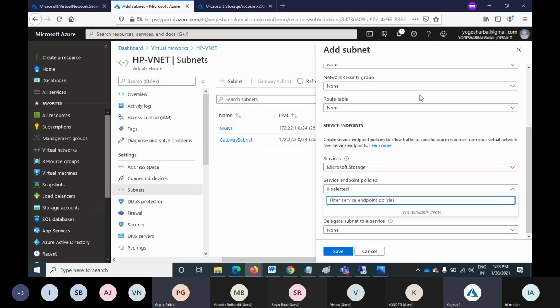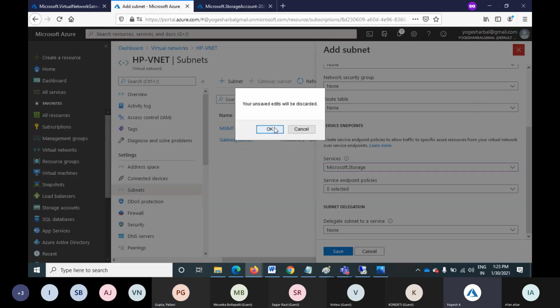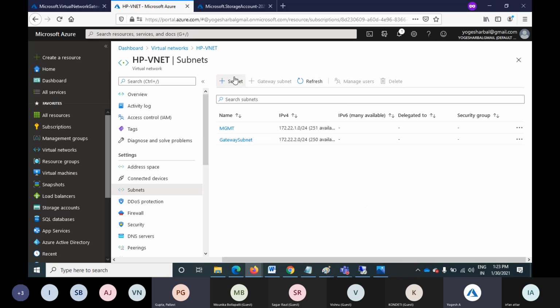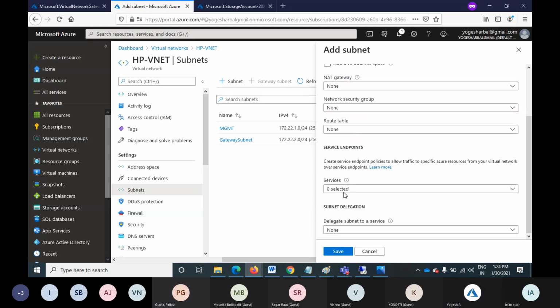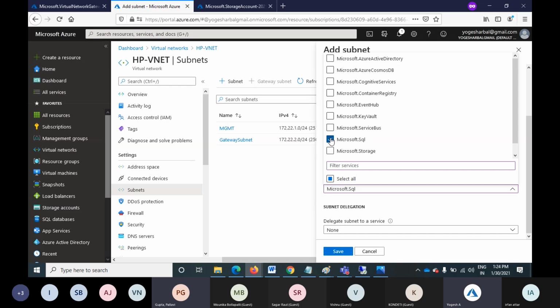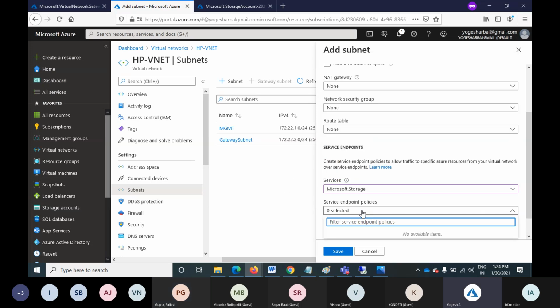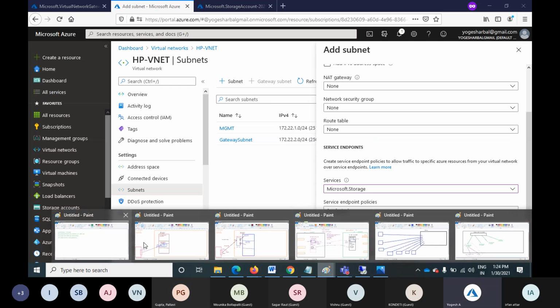Okay, now let's try to configure it. Subnet 3.0 service. This is the Azure Microsoft storage. Again, it will take some time to reflect here. Okay, so let's go into the diagram. We'll explain here only.